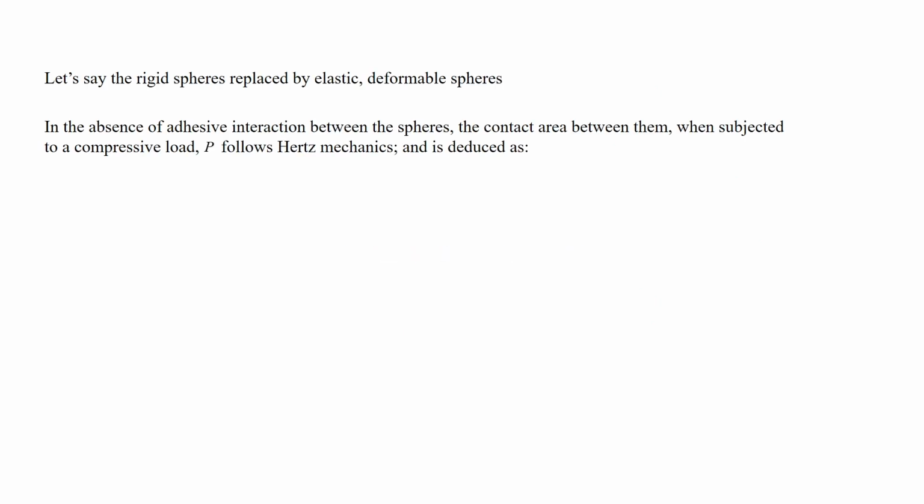Now let us go back to the JKR model, where instead of rigid spheres we have elastic deformable spheres. In the absence of adhesive interaction between these spheres, it is the Hertz contact mechanics. The contact area between them when subjected to compressive load P follows the Hertz mechanics, and we have derived it as A equal to (3RP by 4E star) to the power 1 upon 3. So, A is the radius of the contact area.